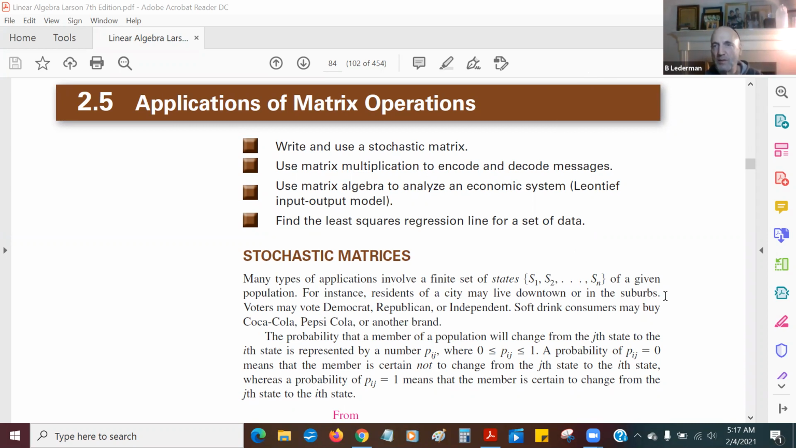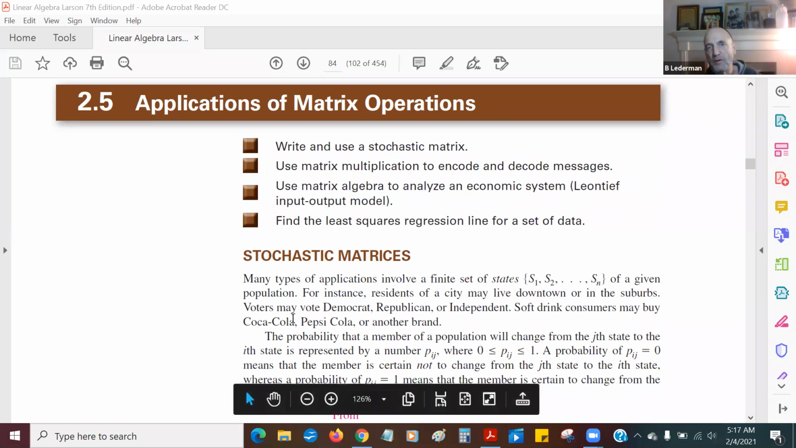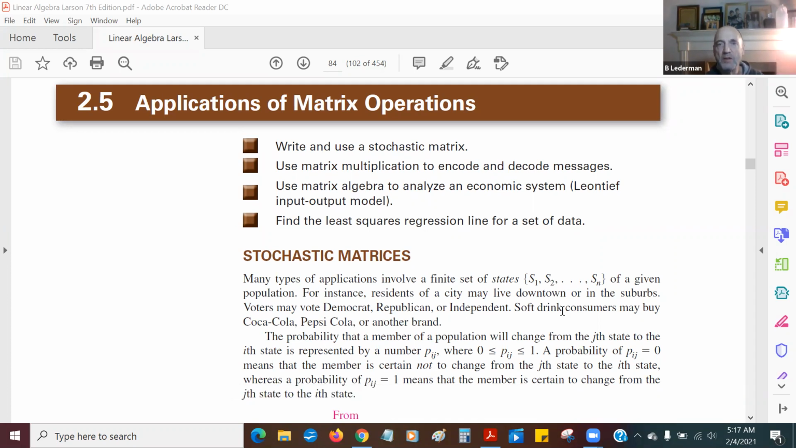Like, am I a downtowner? Am I a suburban? What am I? Voters, you may have a look at voters. Some might be Democrats, some might be Republicans, some might be independents. Soft drinks: some might be Coca-Cola drinkers, some might be Pepsi drinkers, some might be other brand drinkers, and so on. So these are called the different states. If you're a Coca-Cola drinker, that's a certain state. And if you're a Pepsi drinker, that's a certain state.